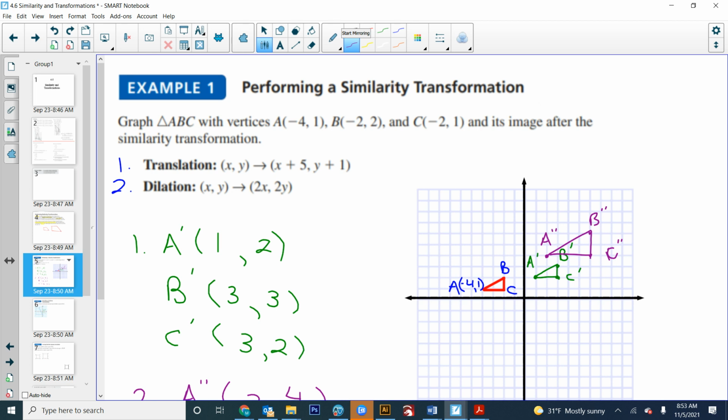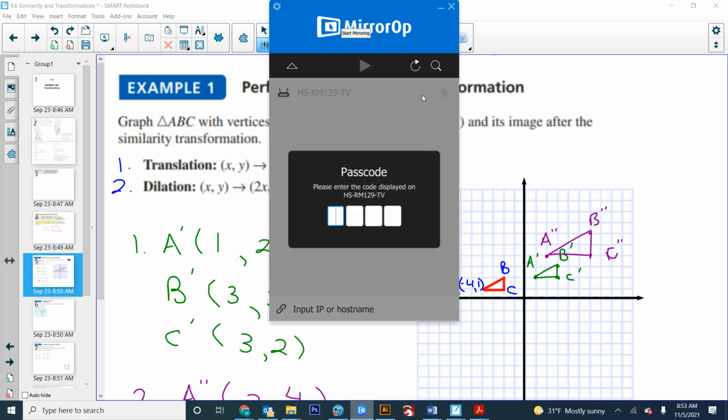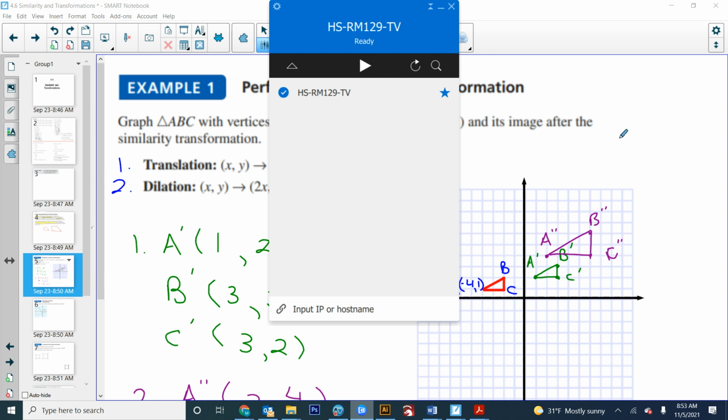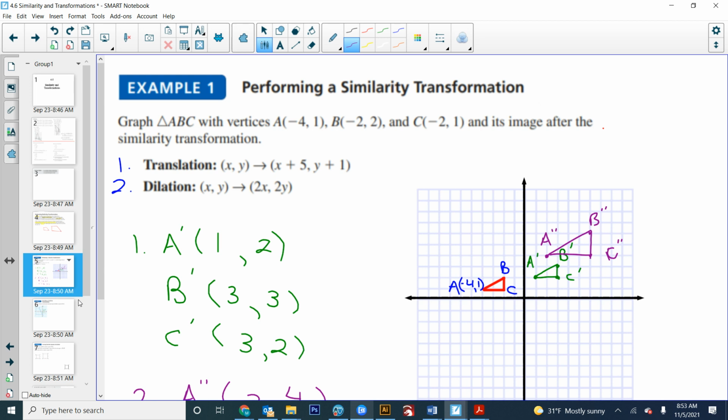Oh, did that one stop working? And we're back.